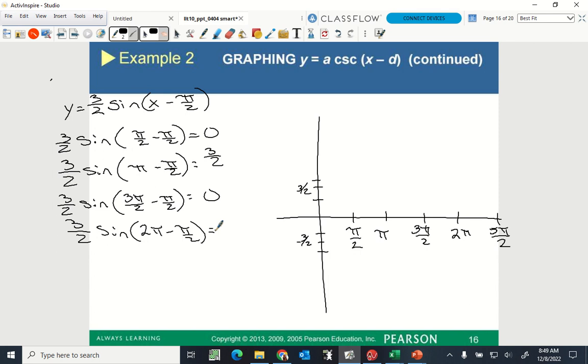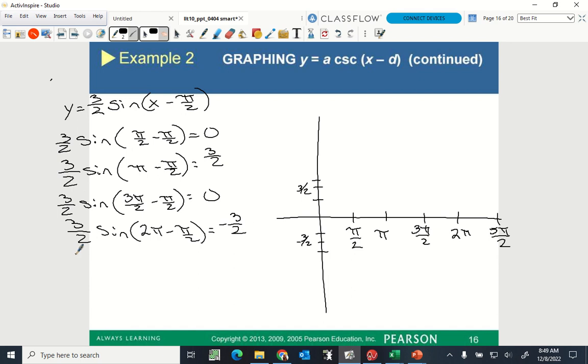All right, we have 2 whole pies. I subtract half a pi. How much pi is left? 3 pi over 2. So 3 pi over 2. What is sine at 3 pi over 2? Negative 1 times 3 over 2. Negative 3 over 2. There you go.